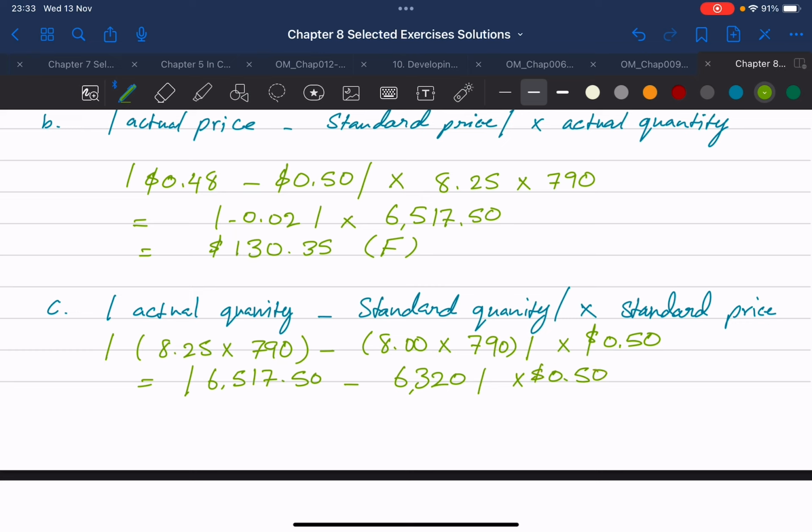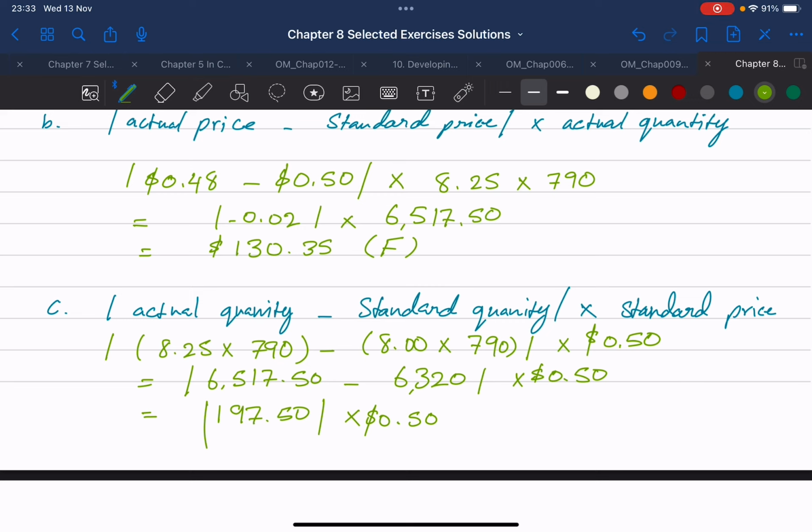Let's calculate what's in the absolute value. 6517.50 minus 6320. That's 197.50 multiplied by 0.50 cents. Okay. Again, as I always recommend my students, keep it simple, go step by step. Don't skip any steps. Don't try to rush your calculation, because the more you rush your calculation, the more probably you're going to make mistakes, okay?